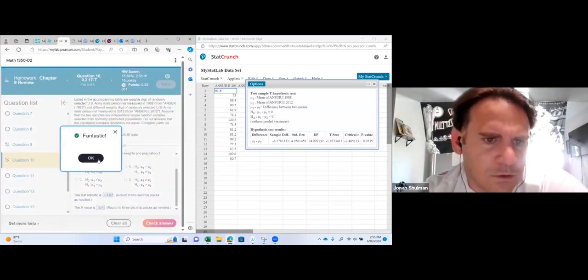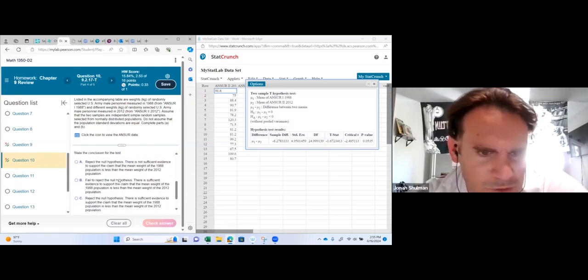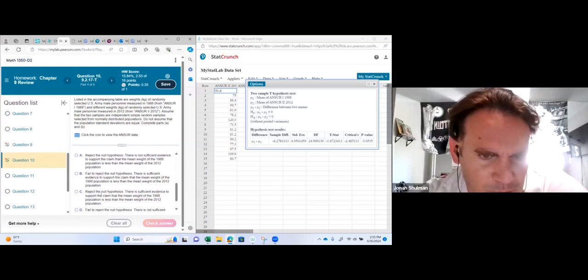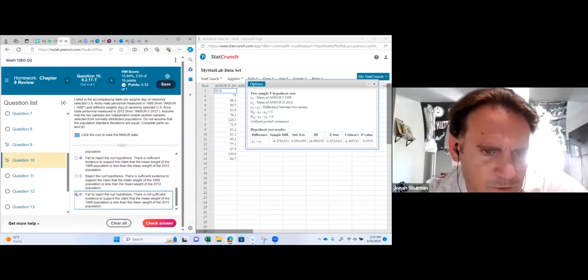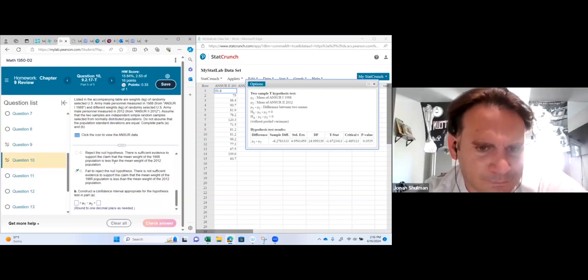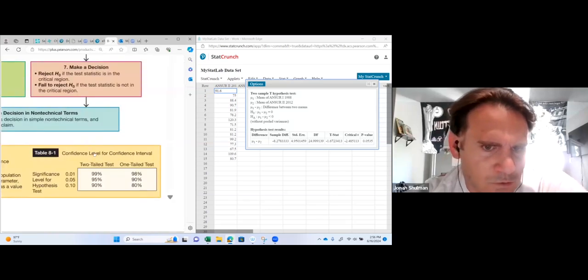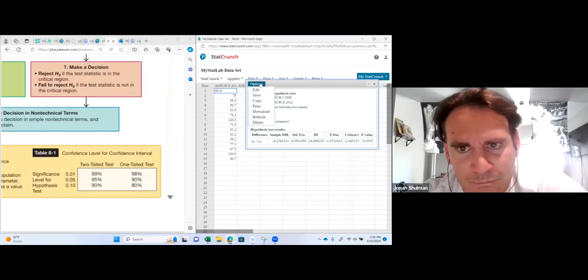Perfect. All right, now this last piece, we are going to reject... Fail to reject the null. There is not significant evidence. Perfect. And finally, construct a confidence interval. So we have one-tailed at the 0.01 level, it should be 98%.